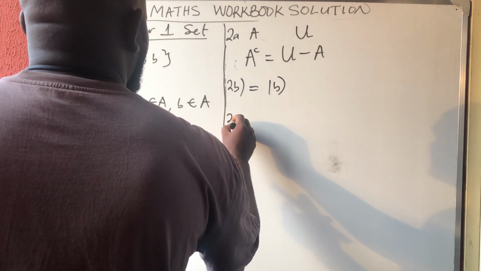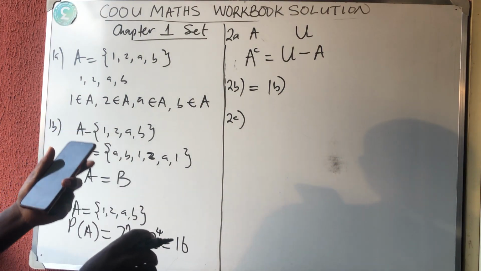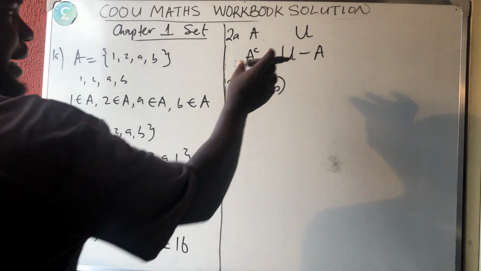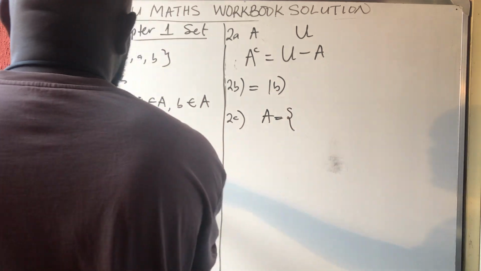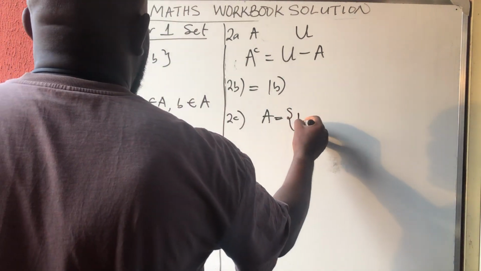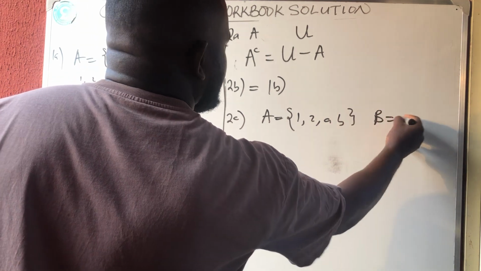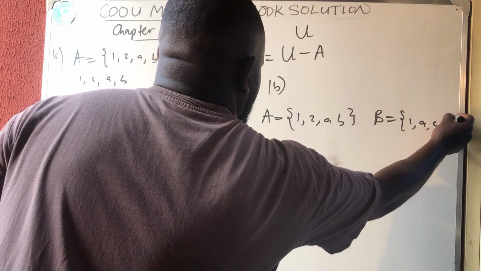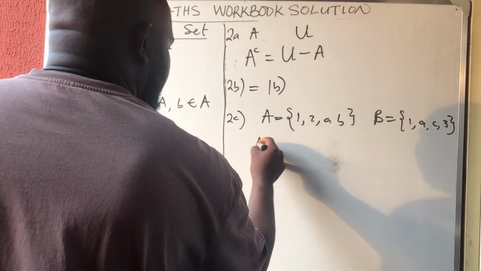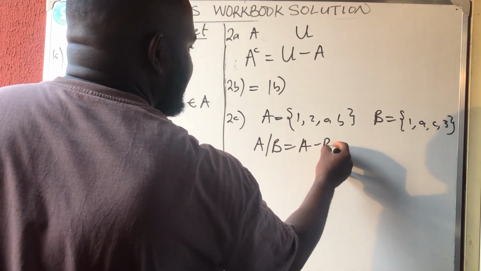Okay, then 2C said difference of sets. Now, the difference between two sets is like I said here. If I have set A equal to, for example, {1, 2, a, b}, and set B equal to maybe {1, a, c, 3}, something like this. A difference B, written like this, or A minus B, they are the same thing.